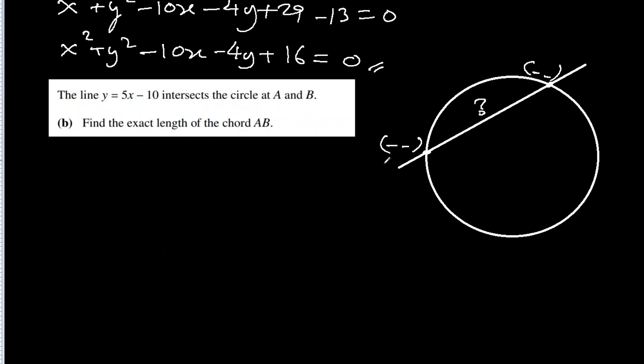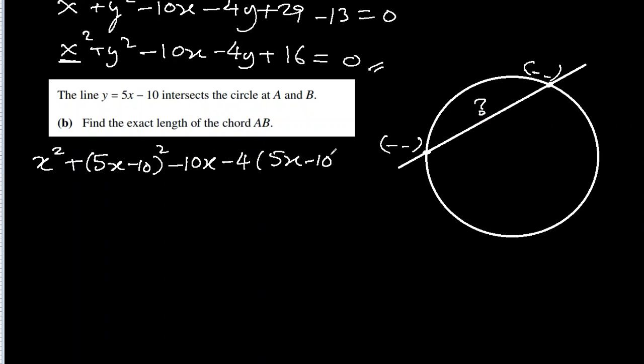So to find the coordinates of these, just substitute y in the equation of the circle by its value in the line, because they're intersecting at these 2 points. X and y coordinates will be same for the circle as well as the line. So x square in the equation of circle remains x square, but y square becomes (5x minus 10) square. Again minus 10x remains as it is, but 4 and y is again 5x minus 10, plus 16 equal to 0.